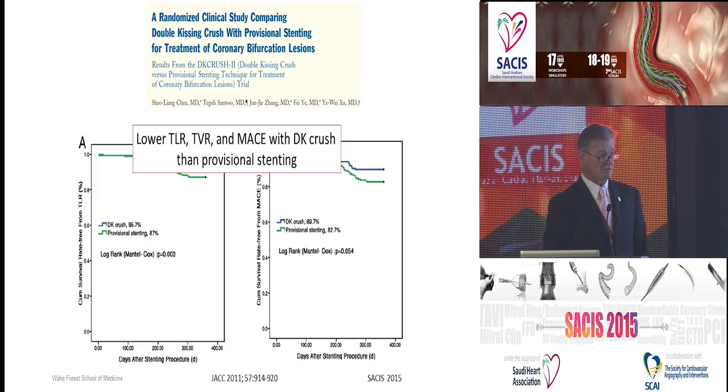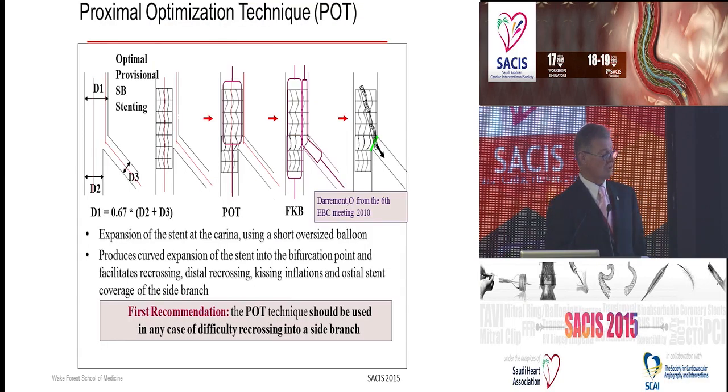So all of the metrics that you might want to look at all of a sudden seem to be better with a two-stent approach as opposed to a single stent approach. One of the other techniques I think that we've learned, and again I reminded you of that image that I think is very important in your mind, which if you look at the POT technique, the proximal optimization technique, you can see it's really designed to achieve the same thing.